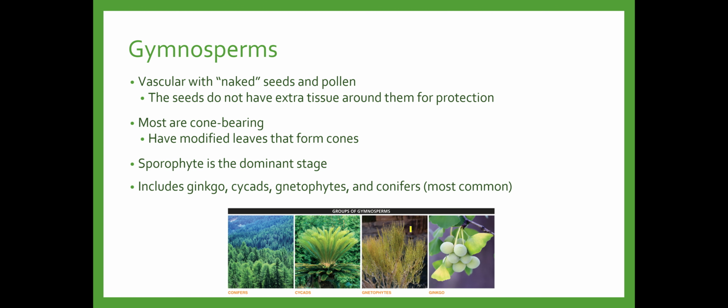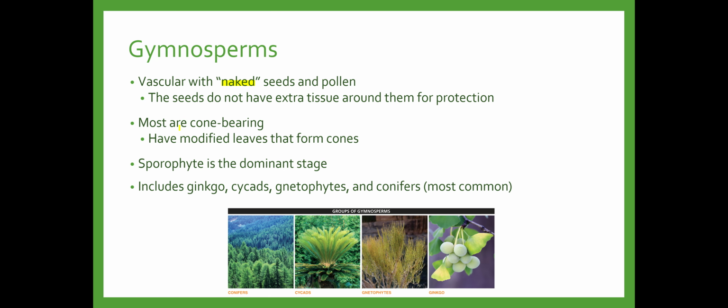Now, we do have two groups of these seed plants. The first one we're going to talk about are the gymnosperms. They are not quite as advanced because they have what we call naked seeds. So they do have the seeds with the protected embryo, but the reason we refer to them as naked seeds is they don't have extra fleshy tissue around the seeds to protect the seeds themselves, okay?